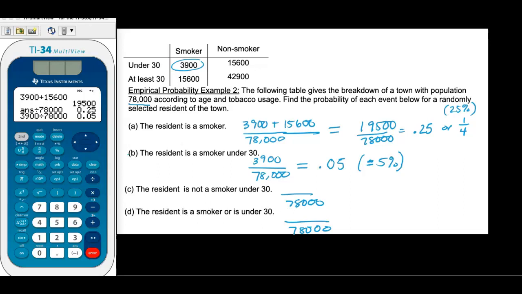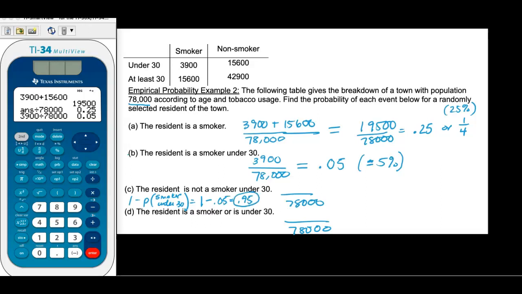Okay, C, so what's the probability that the resident is not a smoker under 30? So because we did the complement above, we can just subtract from 1. So the probability of a resident not being a smoker under 30 is just 1 minus the probability of being a smoker under 30. So we could just do 1 minus 0.05 and get 0.95 or 95% and be done.